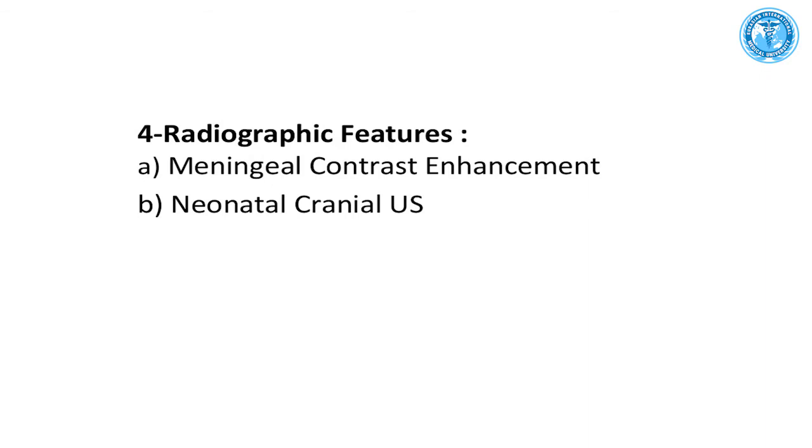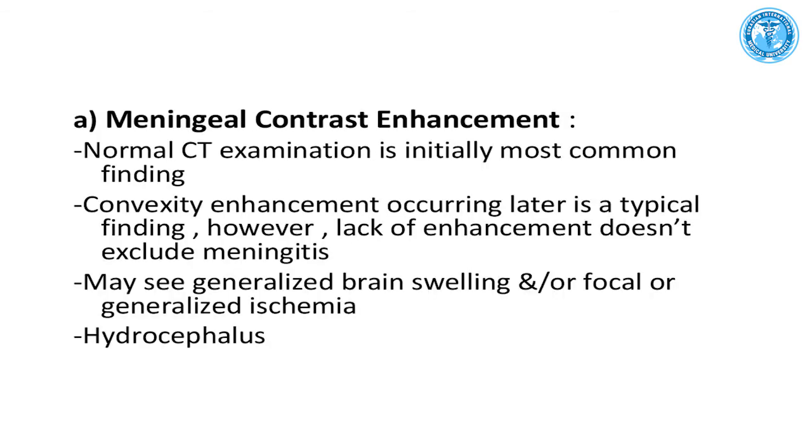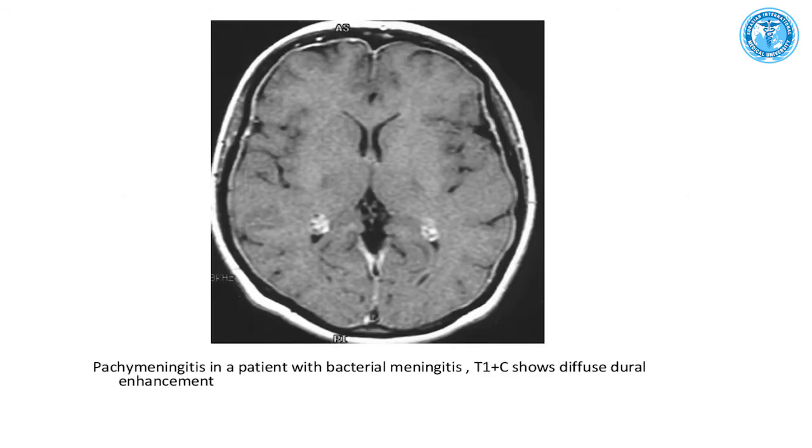And radiographic features: meningeal contrast enhancement, and neonatal cranial US. Meningeal contrast enhancement: normal CT examination is initially the most common finding. Convexity enhancement occurring later is a typical finding. However, lack of enhancement doesn't exclude meningitis. May see generalized brain swelling and or focal or generalized ischemia. Hydrocephalus.